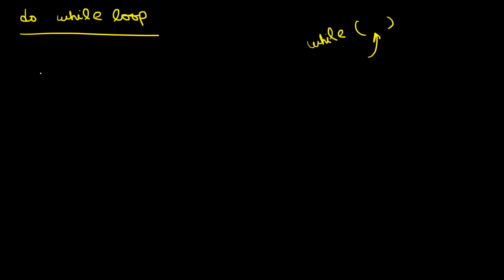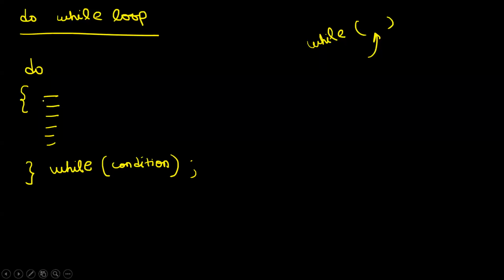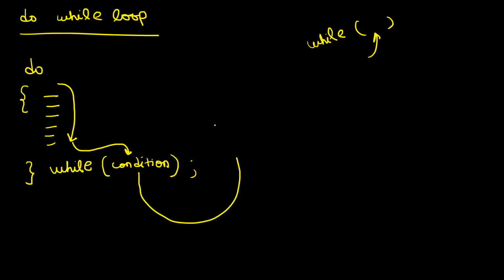A do while loop looks something like this. Do, then you have curly braces, you write whatever you want to do, while some condition. This is the basic structure of a do while loop. So how does it actually work? First of all, these lines of code will be executed. Then it will go and check the condition. If the condition is true, then it will come back and again execute these lines. Again, go and check the condition. The moment the condition evaluates to false, it will come outside the do while loop.